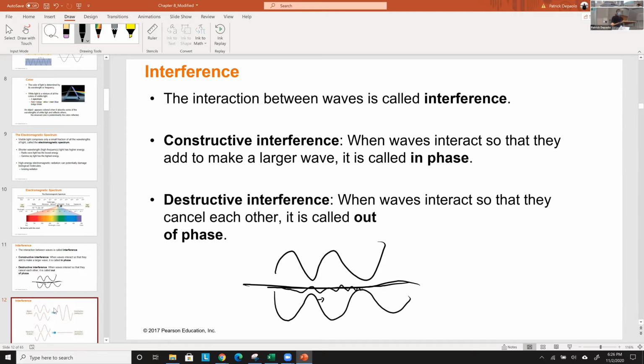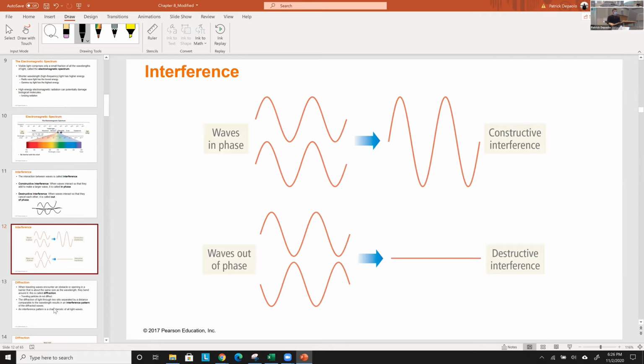So here's an example of that. So you have waves that are in phase, you get constructive interference. If you add them up, it just gets more. And then if you have waves that are out of phase, you have destructive interference, which is less.